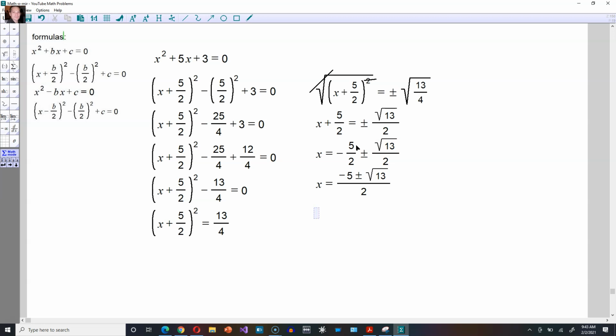Remember, this corresponds to two different answers, so the first one might be described as follows: x equals negative 5 plus the square root of 13 divided by 2, and the second one would be x equals negative 5 minus the square root of 13 divided by 2.